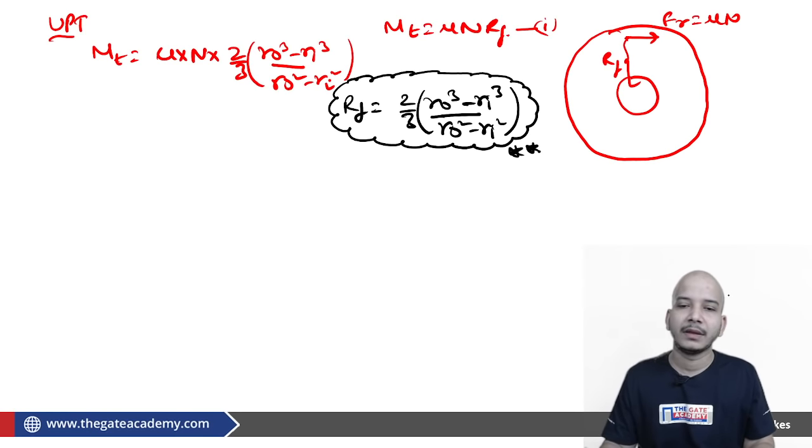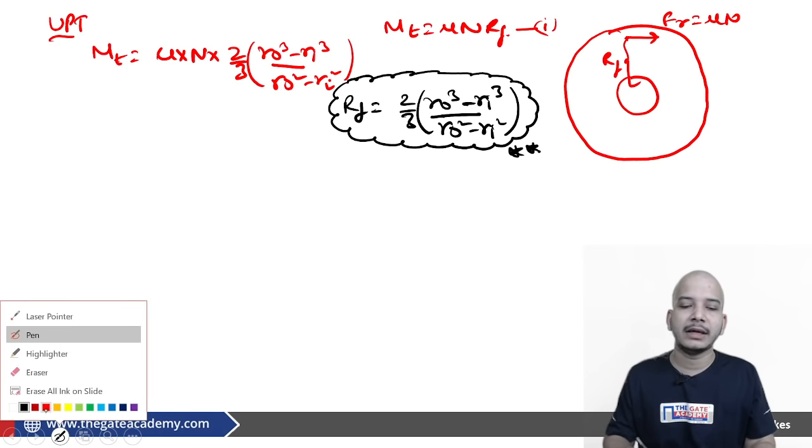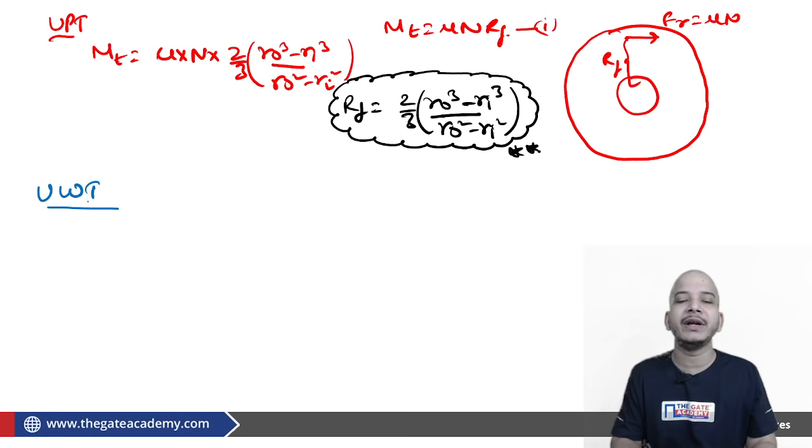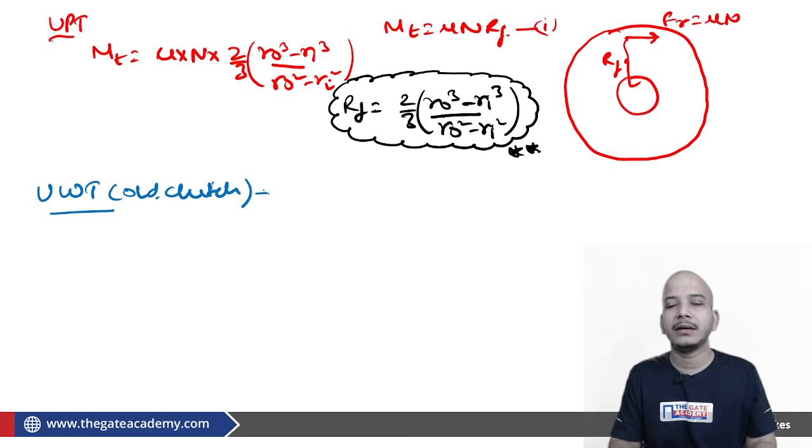Moving further, after some time, uniform pressure theory is applied. Uniform wear theory is applied. What is uniform wear theory? Uniform wear theory is applied to the old clutches, and it is applied when we get PR equal to constant.